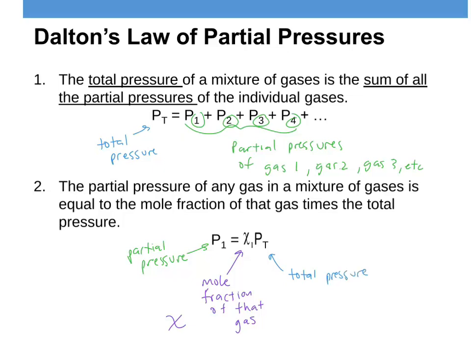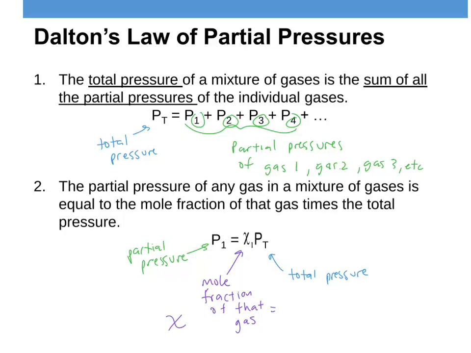So if your total pressure is 3 atmospheres and one of your gases makes up 1/3 of the mixture, then that means that gas is exerting 1 atmosphere, right? 1/3 of the total pressure. That's all it's saying. Whatever the proportion of moles there are of the gas, that's the proportion of the pressure that it exerts. So what is this mole fraction of gas?